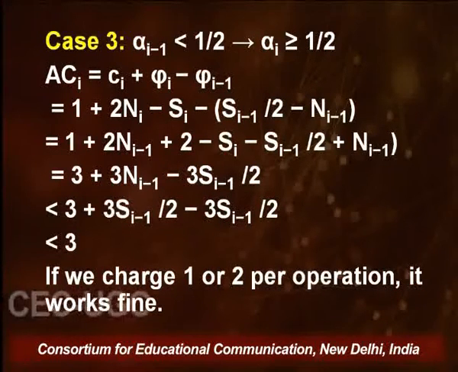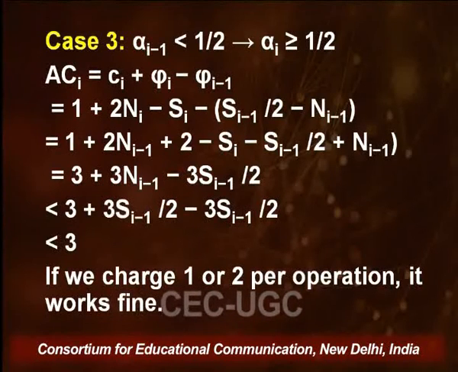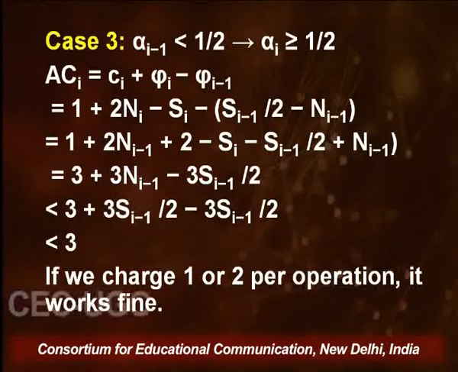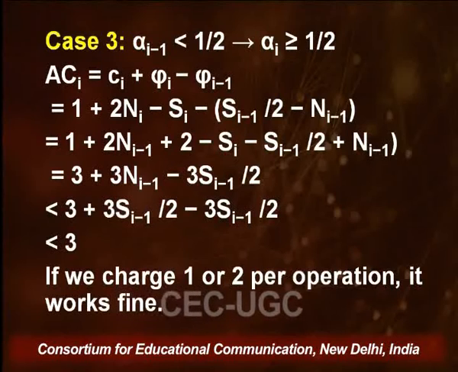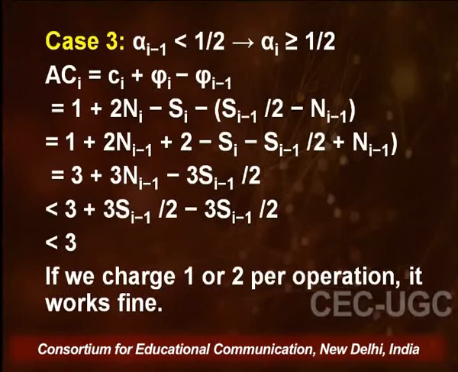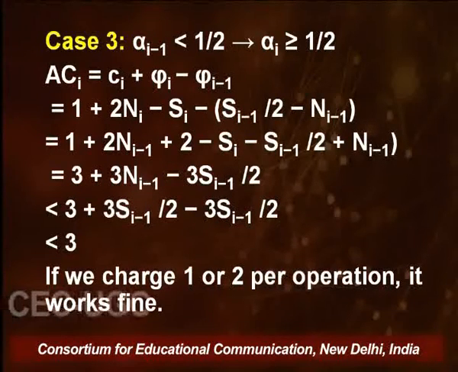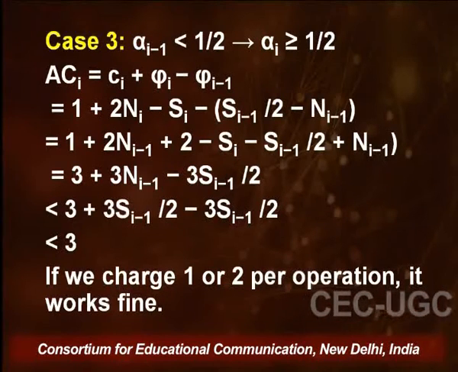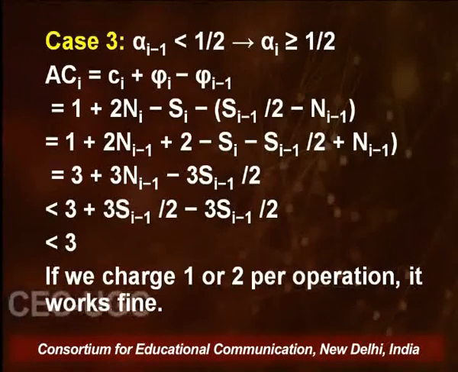So, looking at this 1 which is for the actual cost, plus phi of i gives you 2 of n of i minus s of i as a standard formula, minus the bracketed term which is accounting for phi of i minus 1. So, phi of i minus 1 says s of i minus 1 by 2 minus n of i minus 1, because that time the potential function was for less than 1 by 2. So, we have put it in accordingly.